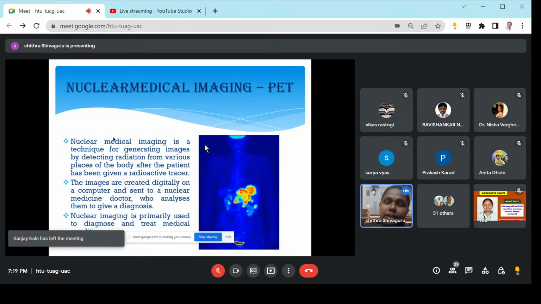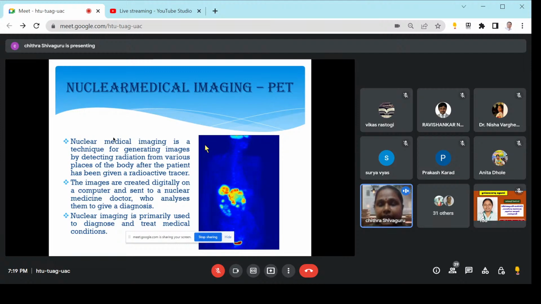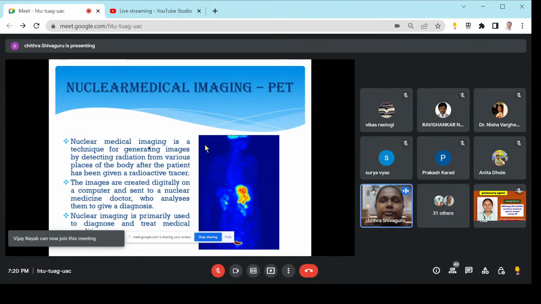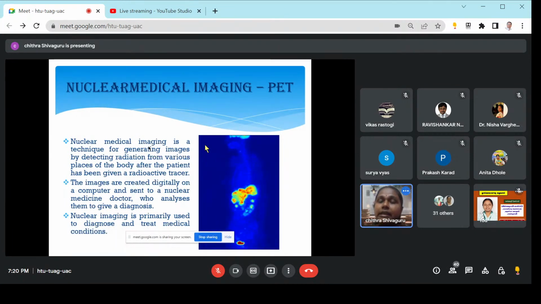Then they will be put into the PET camera. Then they will be recognized. We are able to watch the working methodology of the organs. So what is the difference between MRI and nuclear medical image processing? Radiology imaging will give how the organs look. Only that will be given by this.